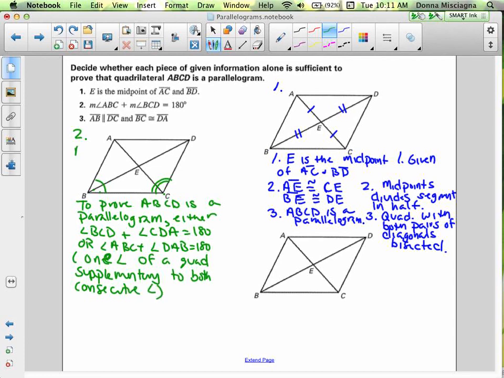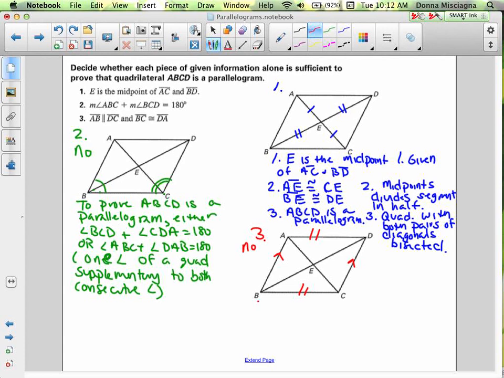So this one was a no. All right. The other one, we proved it. And let's look at the last one here, number 3. AB is parallel to DC, so put the marking there. And BC is congruent to AD. Well, that won't work, right? So this is also a no.